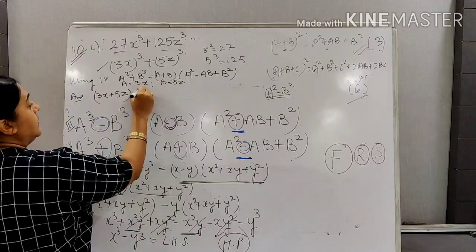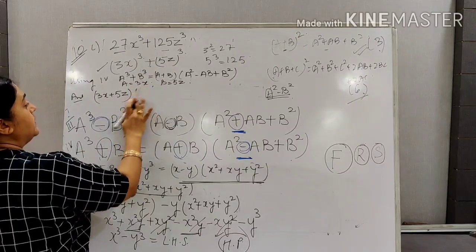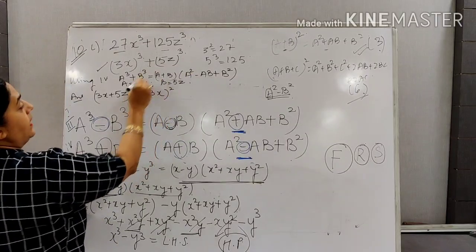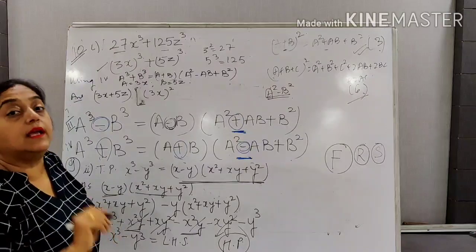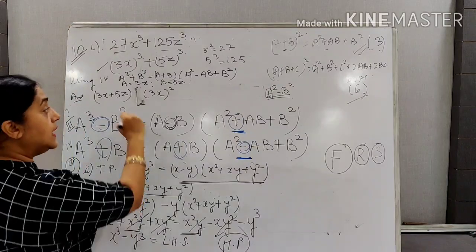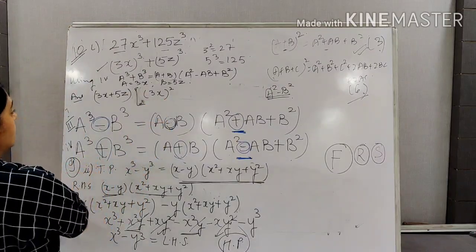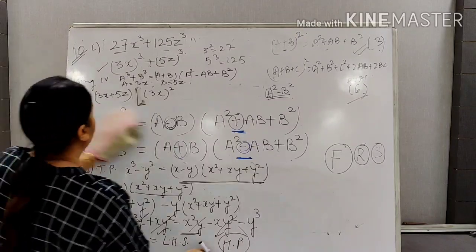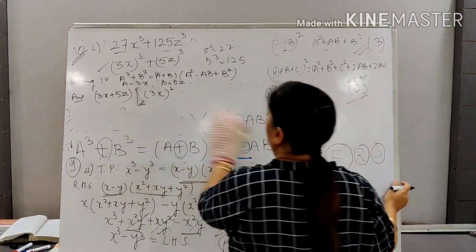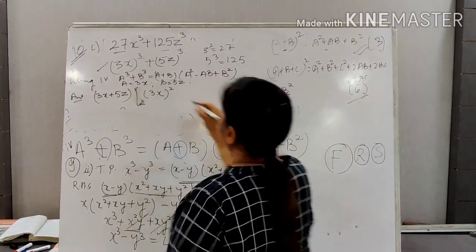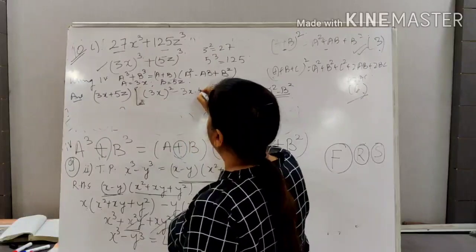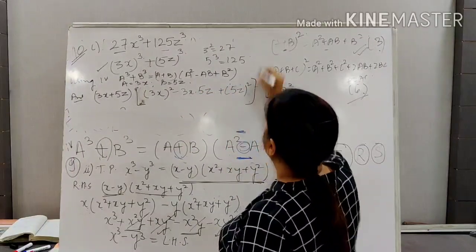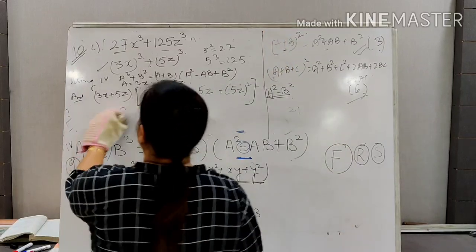Here, make a rectangular bracket first. Why? Because it was a square. So what is a square? It is 3x whole square. That means we have to square the 3 also and square the x also, right? So what will you get? 3x whole square minus 3x into 5z plus 5z whole square. Got it?